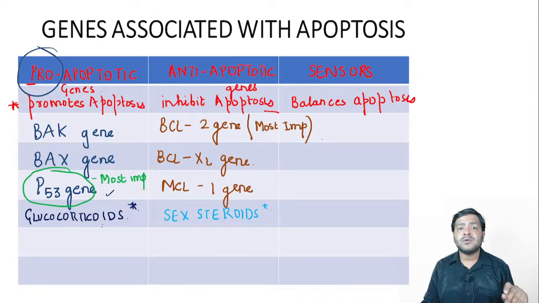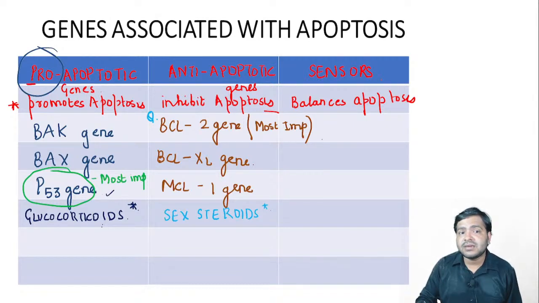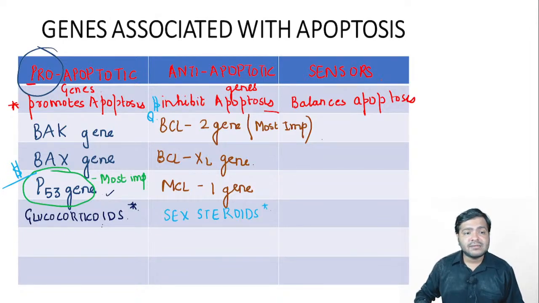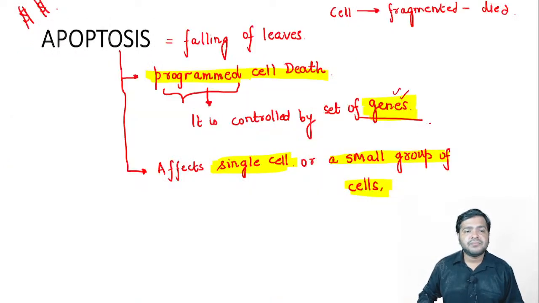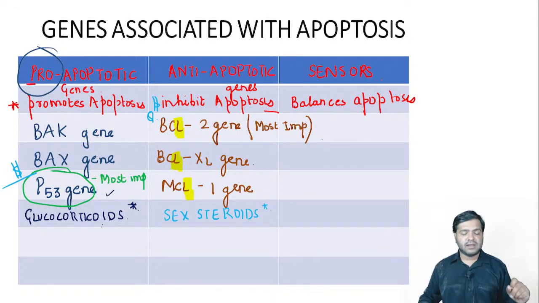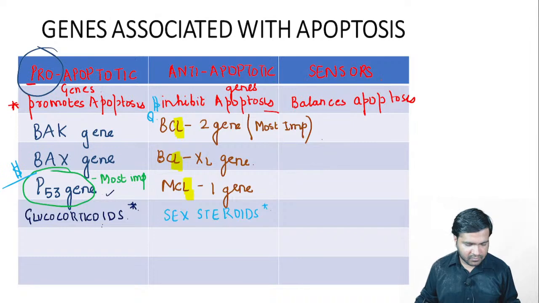Apart from that, remember, which is the most important anti-apoptotic gene? It is the BCL2 gene. That is again a question, I'll put a dollar sign. Which is the most important pro-apoptotic gene? It is the P53 gene. That again I'll put a dollar sign over here. Apart from that, in anti-apoptotic genes, if you want to remember, just remember the last letter. It is L in the last one, the last alphabet, that is the L.